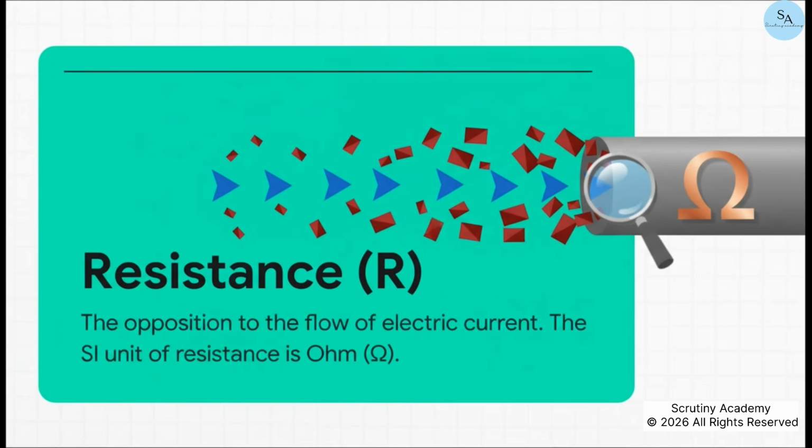And finally, we have resistance, which we call R. So if voltage is the push, then resistance is kind of like friction. It's whatever is opposing that flow of current. And you know, a longer wire will have more resistance. A thicker wire? Actually less resistance. And for most things, if the wire gets hotter, the resistance goes up too. We measure it in a unit called the ohm.